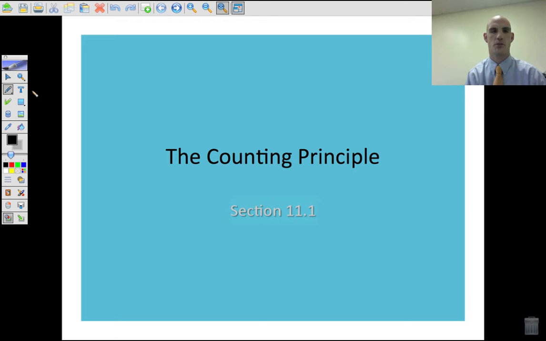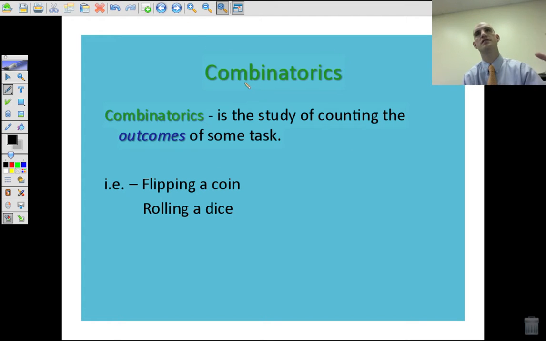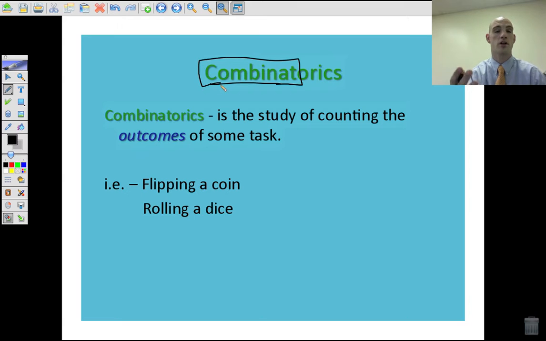So this is section 11.1 that we're going to be going through today with the counting principle. Make sure you're taking notes on this, and you can take the quiz afterwards online. So here we go, counting principle. All of these studying of the combinations are called combinatorics. Combination. You can almost see the whole word in there. Combinations is the study of counting the outcomes of some task.